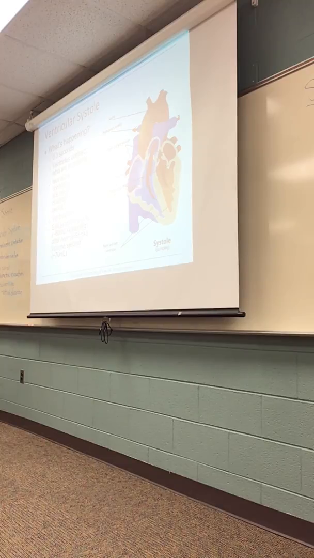And then during what part of the cardiac cycle is blood pressure the highest in the large systemic arteries? Ventricular systole, because what is it doing here? It's pushing blood out into the large arteries. That's where their blood pressure is going to be higher.